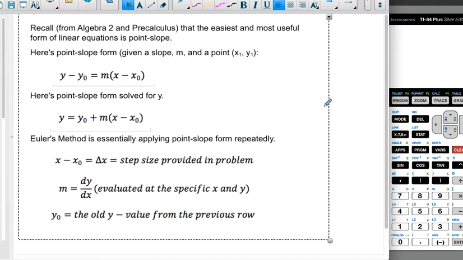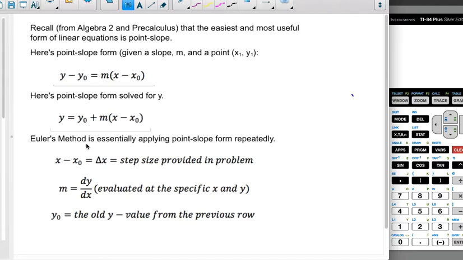So let's go ahead and talk a little bit about Algebra 2 and Pre-Calc. So recall from Algebra 2 and Pre-Calc that the easiest and most useful form of linear equations is often point-slope, right? So here's point-slope form where we have slope m, right, and point x naught comma y naught, my bad. So y minus y naught equals m times x minus x naught, right? So if we solve this for y, we'd add the y naught over, and we'd get y equals y naught plus m times x minus x naught. So Euler's method is basically this exact formula applied multiple times.